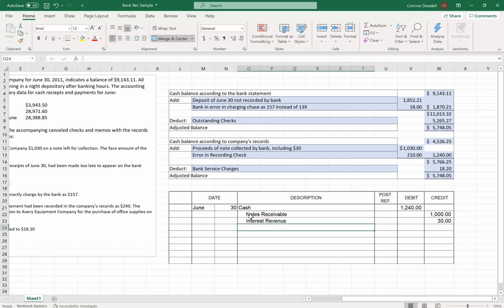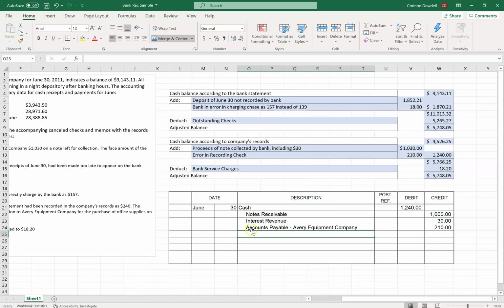And then the last thing is the accounts payable. We originally recorded this error in recording check for $240. That means we debited that accounts payable account by $210 more than we should have. So we need to put that back to their accounts payable because we still owe them that $210.